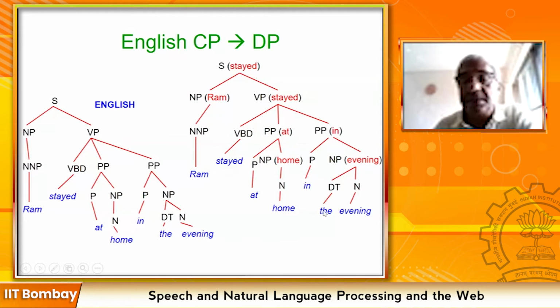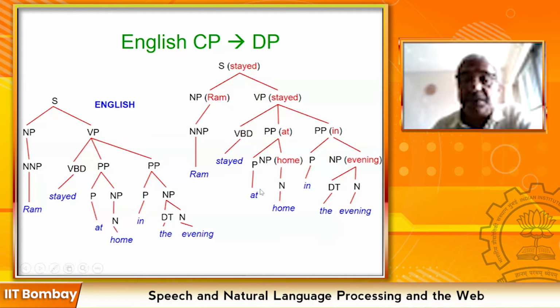Now we come to the verb phrase. In the verb phrase, I see stayed is the main verb. So it keeps on going up and sits at the topmost non-terminal in this subtree, which is the verb phrase. So it stays at stayed. So stayed is staying at VP.